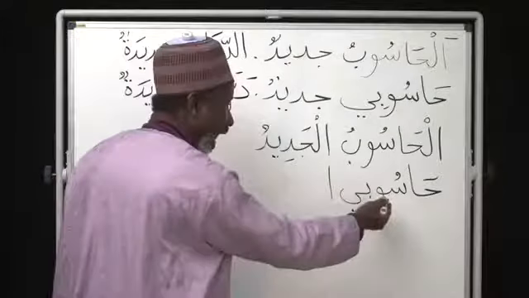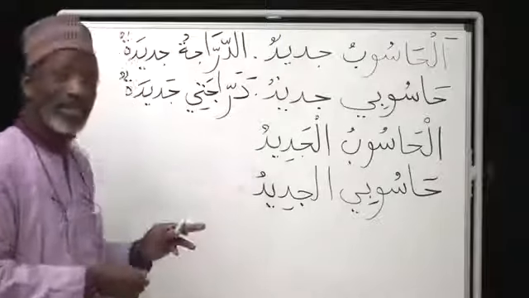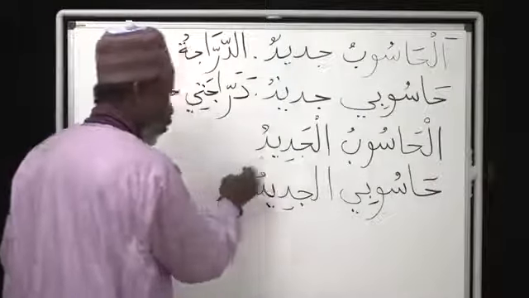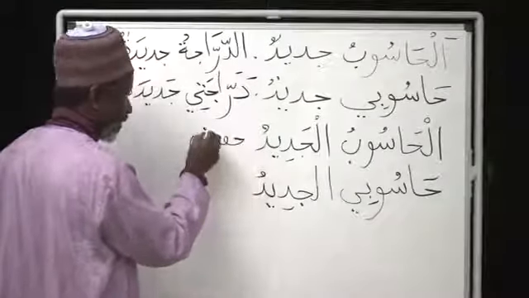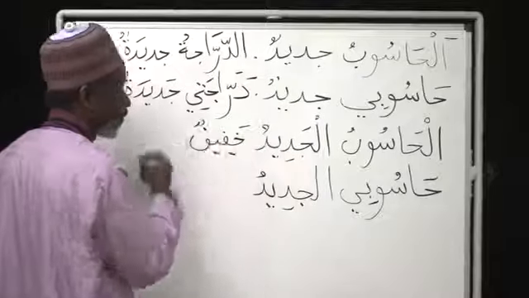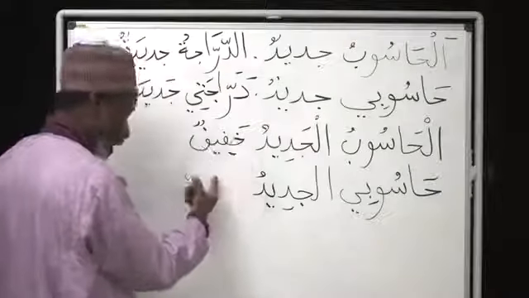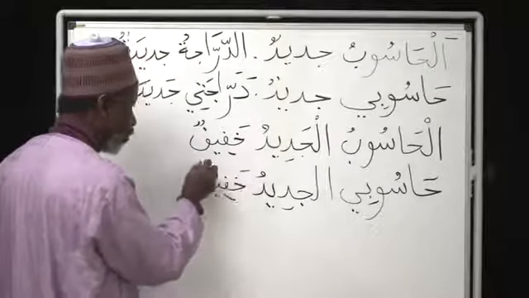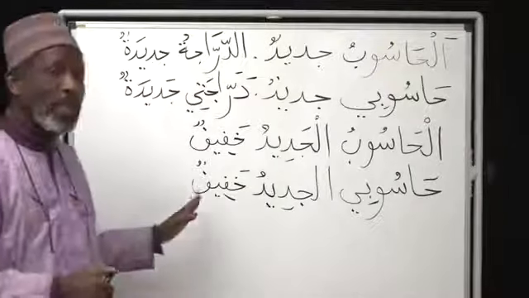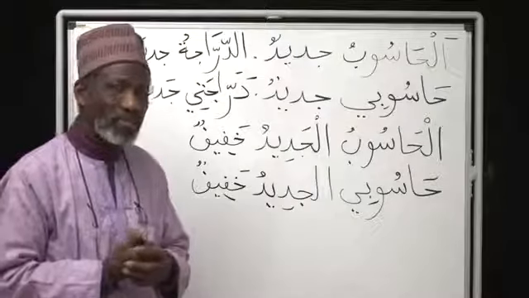So you say hasubi al-jadidu. Right, then you need to complete your sentence. So the new computer is, drop the al, get the is. Khafifun is light. My new computer is light. Again, drop the al, get the is. Khafifun.